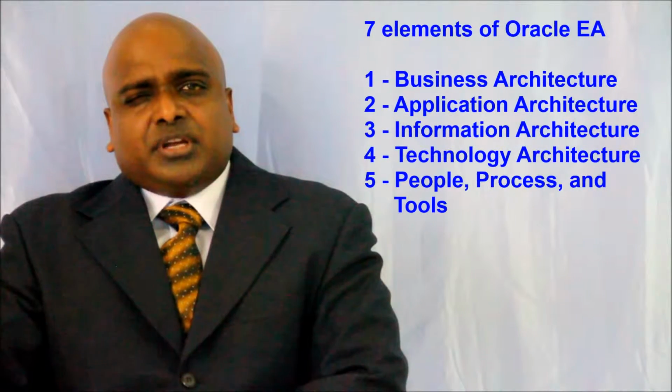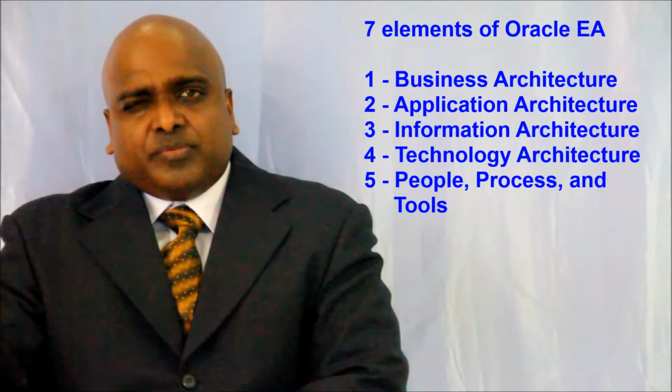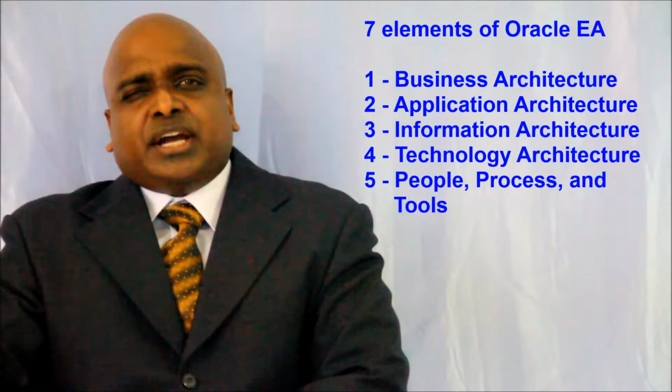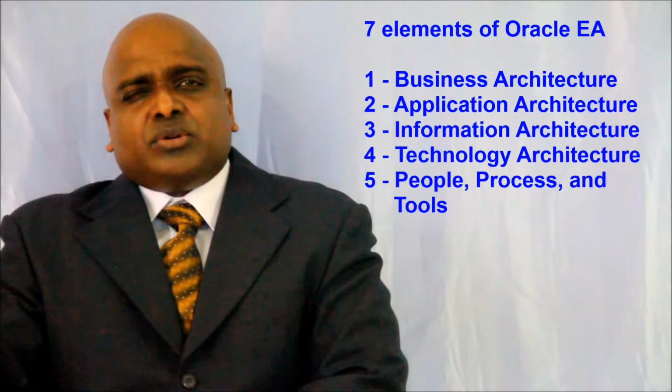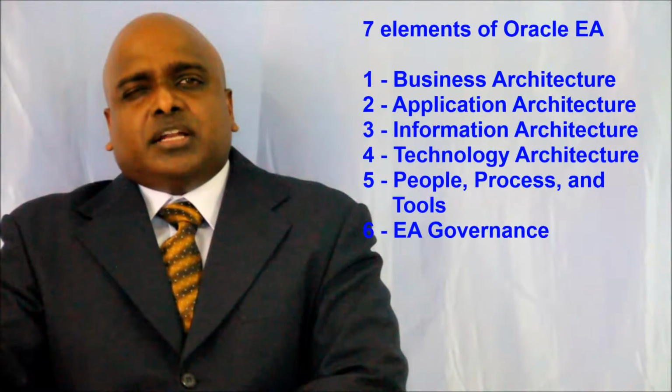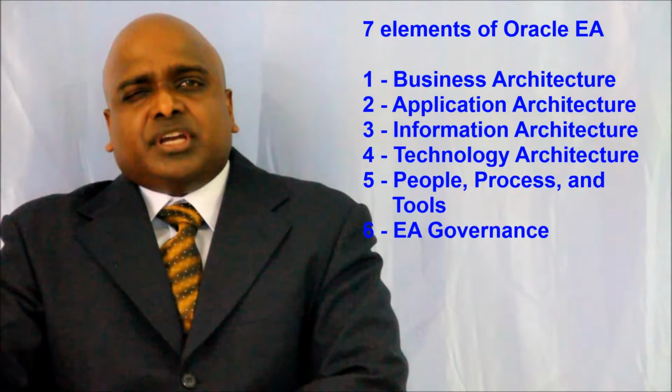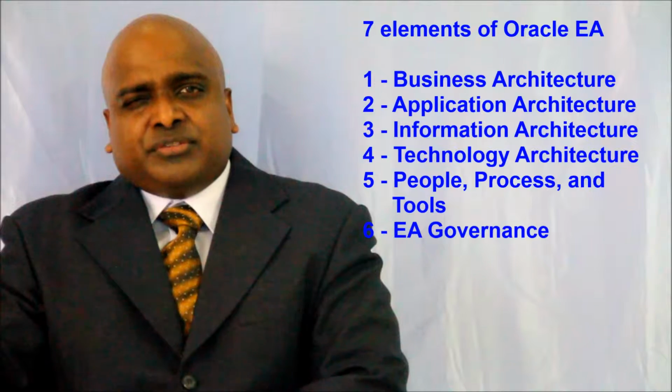Fifth element, people, process, and tools. This area of the EA identifies the people, process, and tools used to define enterprise architecture and architecture solutions. Sixth element, EA governance. It provides the structure and process for implementing an organization's business strategy and objectives.